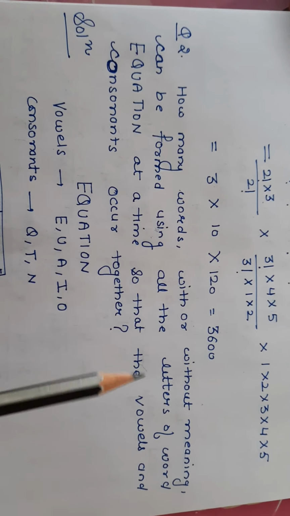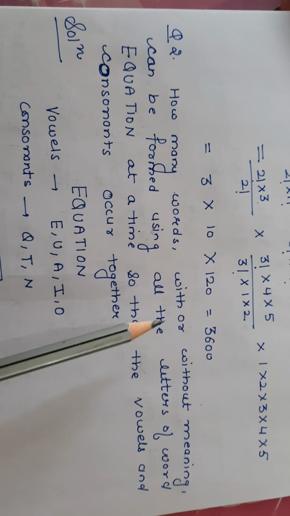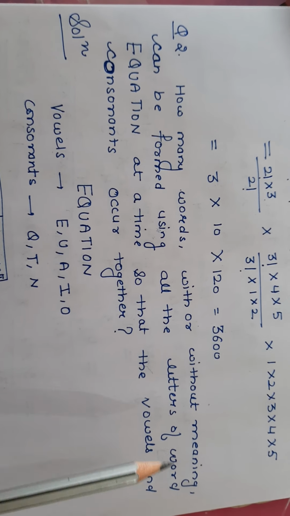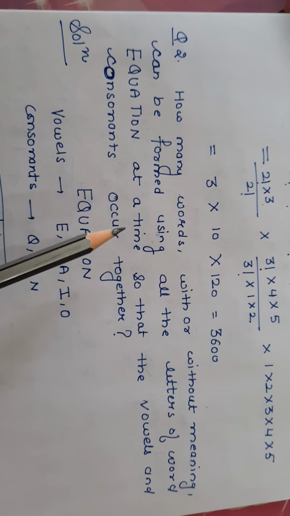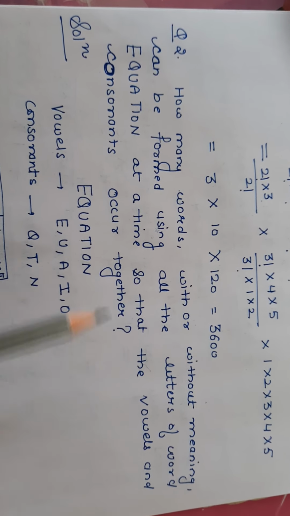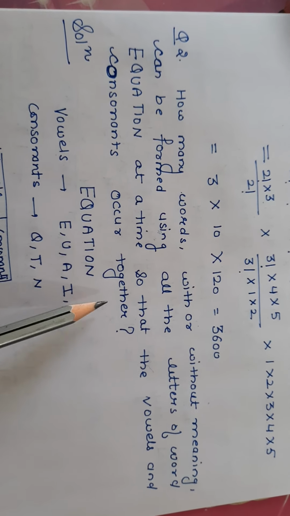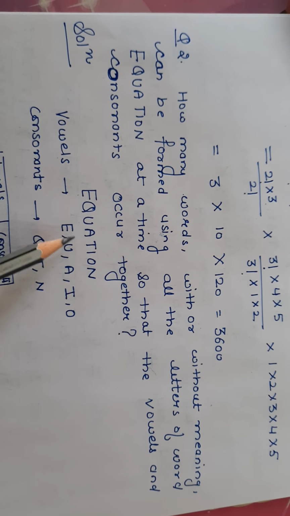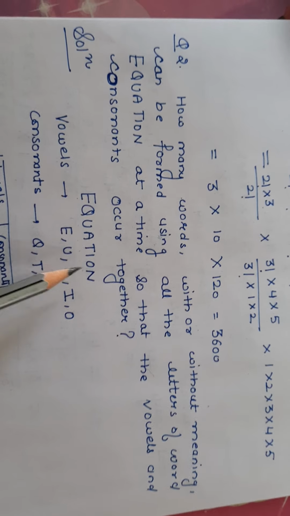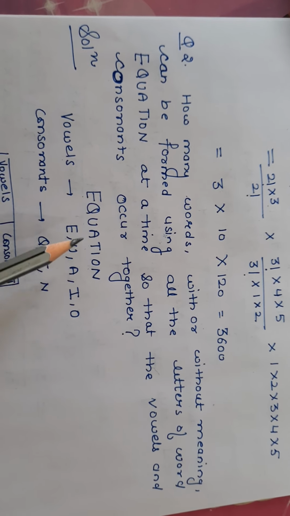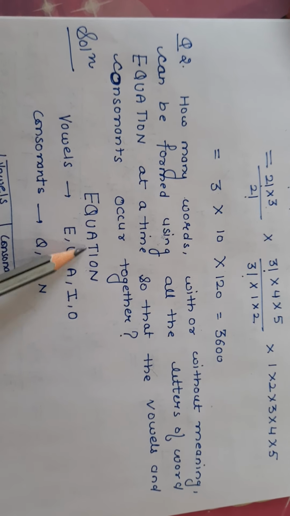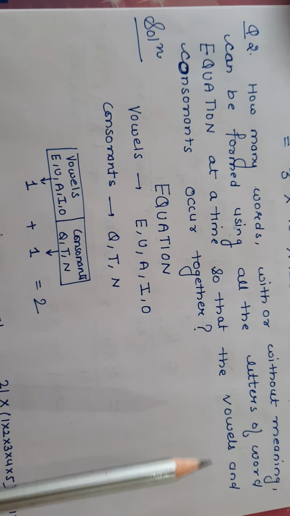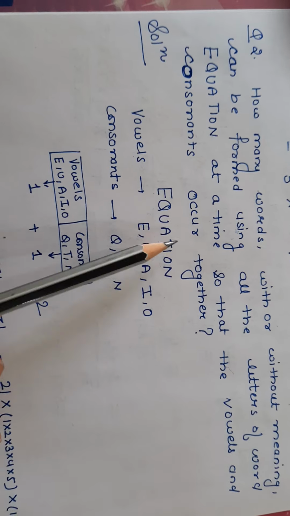Question number 2. How many words with or without meaning can be formed using all the letters of the word EQUATION at a time so that vowels and consonants occur together? Now the word given is equation. The vowels are E, U, A, I, O. That means we have 5 vowels, and Q, T, N, these 3 are consonants. Now the question is, vowels and consonants always occur together.